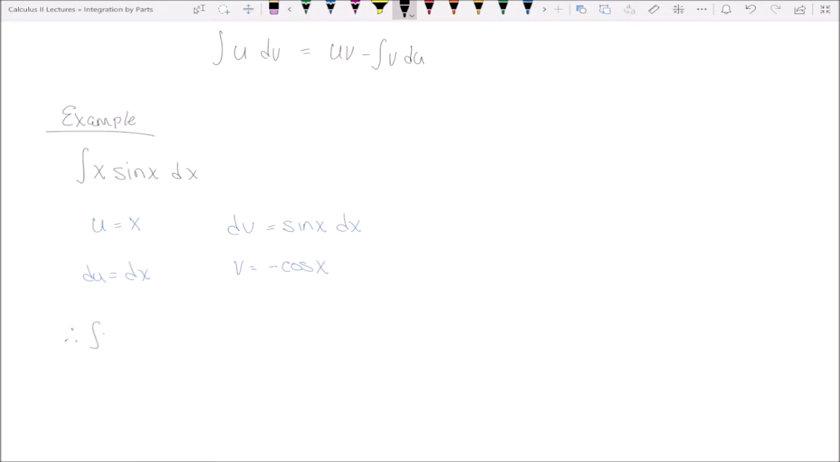With this, the antiderivative of x times sine of x dx is equal to negative x times cosine of x, so u times v, minus the antiderivative of negative cosine x times dx, which is v du. What this winds up being is negative x cosine of x plus the antiderivative of cosine of x dx.